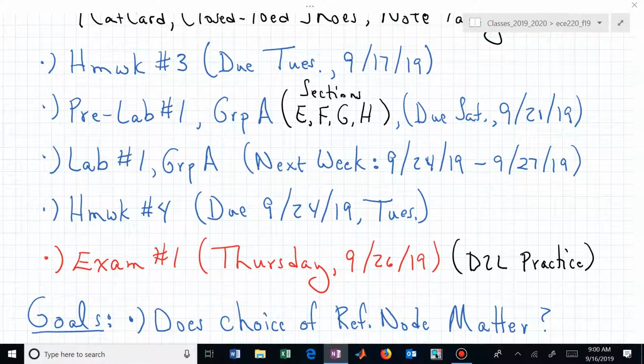Your pre-lab for lab number 1 is due the Saturday before you go into lab, and you will start performing lab number 1 next week. That's Group A, which consists of sections E, F, G, and H. Section I has your orientation lab, lab 0, tomorrow.